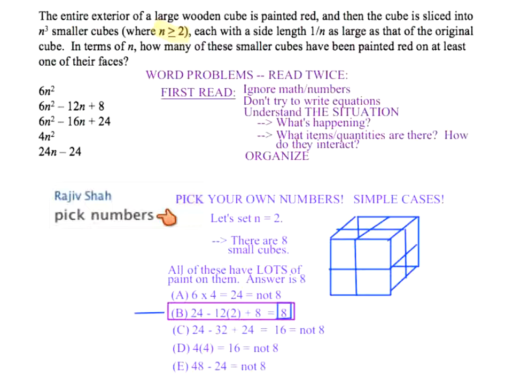Maria, the number of small cubes is 2 times 2 times 2, length times width times height. So it's 8 in this instance. And they all have paint. I don't get how dividing by 2 is 8. Penn, Glenn, I don't understand.